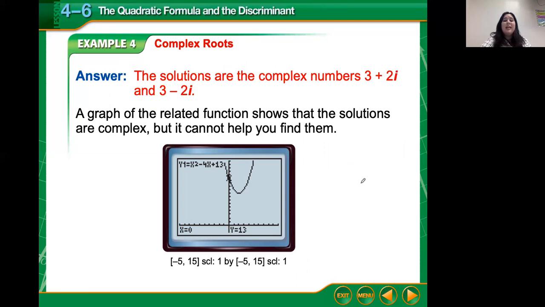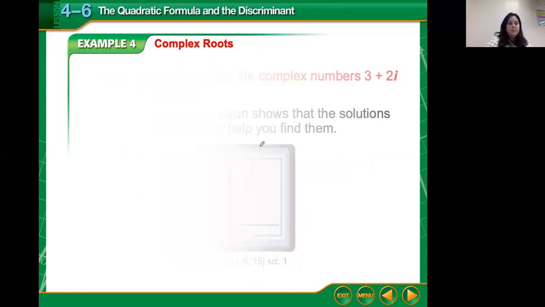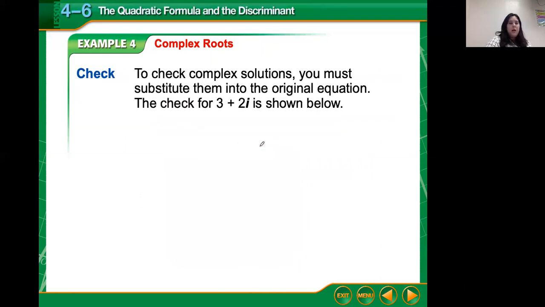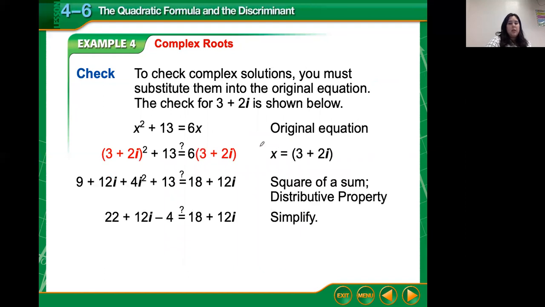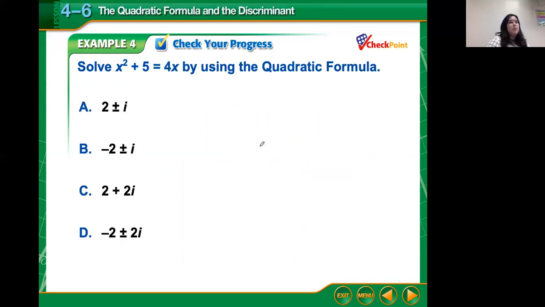The roots are imaginary, meaning they do not touch the x-axis. And so as they say here, a graph of the function shows that the solutions are complex, but it cannot help you find them. To check it, you would have to plug them into the original equation and see if you get equal solutions. And in this case, they do. You get 18 plus 12i on both sides. So go ahead and try x squared plus 5 equals 4x by using the quadratic formula.